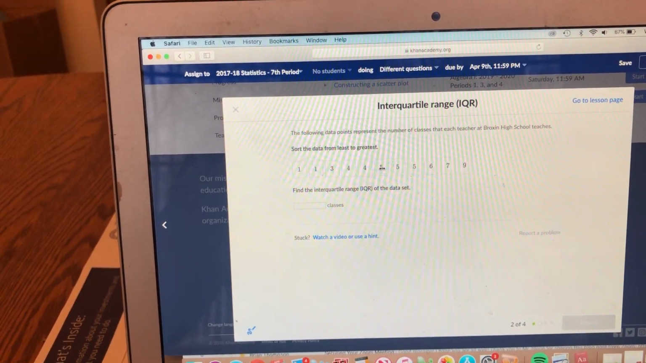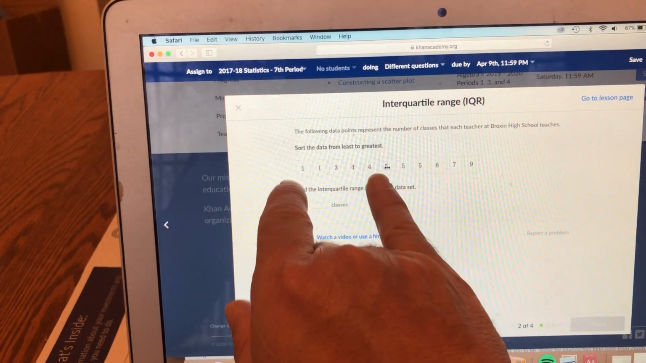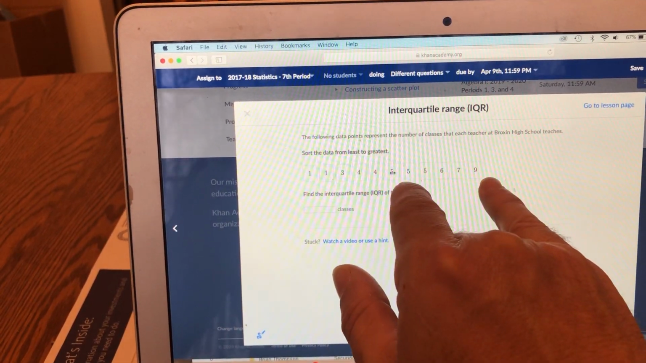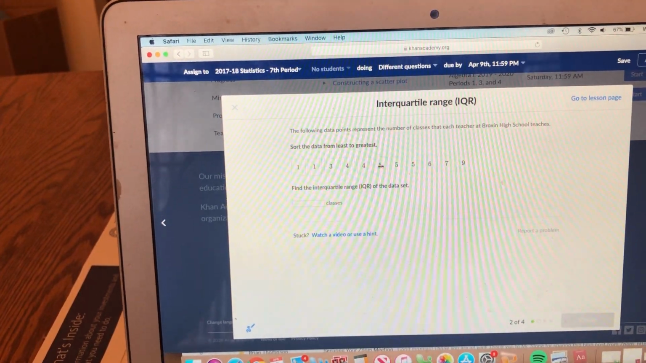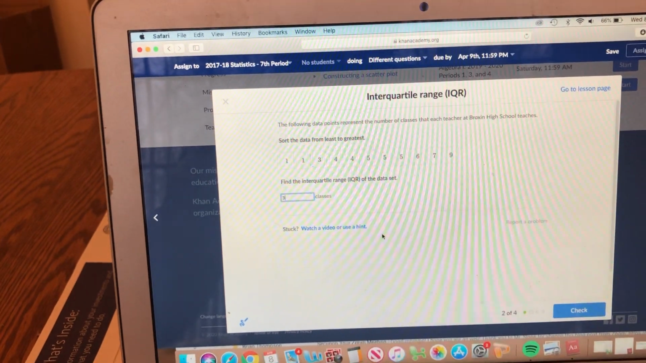And then I got to find the median of the lower half. So crossing these out, there'd be 2 there, there'd be 2 there. 3 would be my lower median, 2 there, 2 there, 6 would be my upper median. So 6 minus 3 is 3.